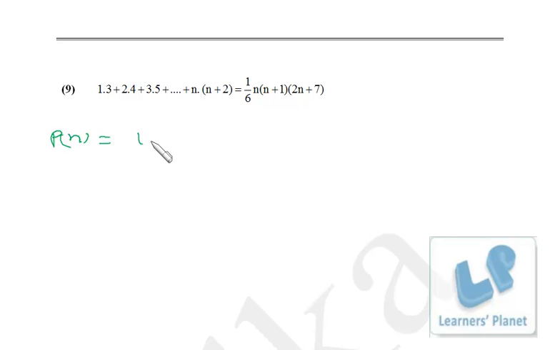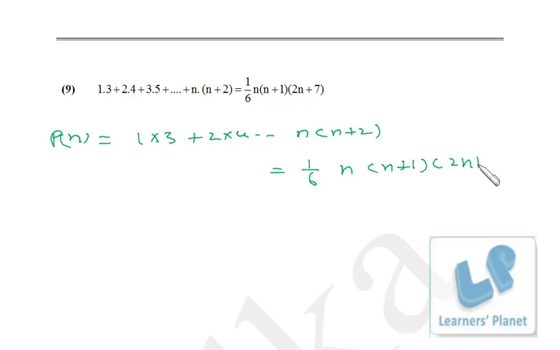Pn is 1 into 3 plus 2 into 4 plus and so on till n into (n plus 2) is equal to 1 upon 6, n into (n plus 1) into (2n plus 7), right? So we find out P1. So that is 1 upon 6 into 1 into 2 into 9, right? So that is 3. That means P1 is true.